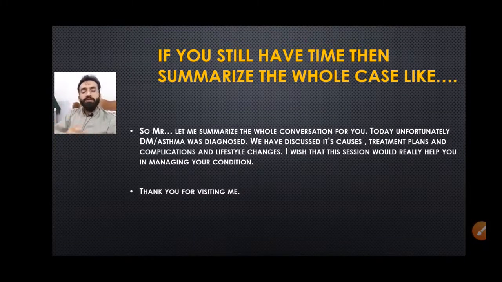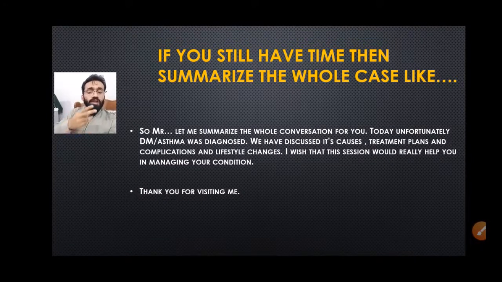So guys, you have to do everything in 5 minutes. In those 5 minutes you have to do your case notes like this, and you have to complete the case note in 5 minutes as well.